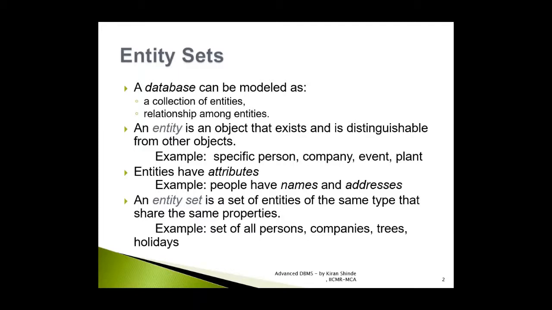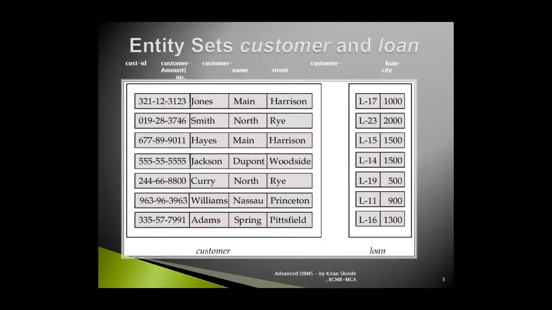Typically a company is an entity, but when we talk about a group of companies, it forms an entity set. The examples are here: the set of all persons, set of all companies, set of all plants or trees, set of students or set of lecturers. These are all examples of entity sets. Let's proceed. Here is an example with the entity sets customer and loan. We have considered two entity sets. In customer, you can see the various attributes mentioned, such as customer ID, customer number, customer name, and street. Similarly, in loan, you can see the loan number and amount.